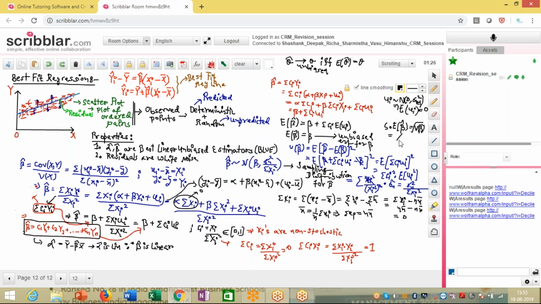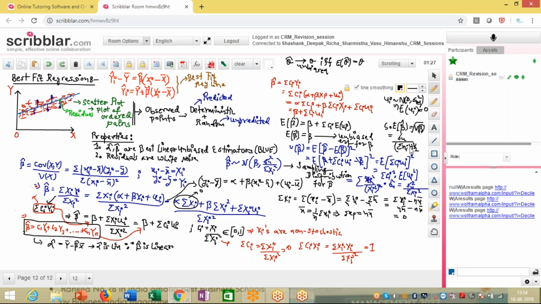So that is sigma u divided by summation xi square to the power of half. So this standard error is something which we would require when we are creating the testing statistics for beta hat, right?